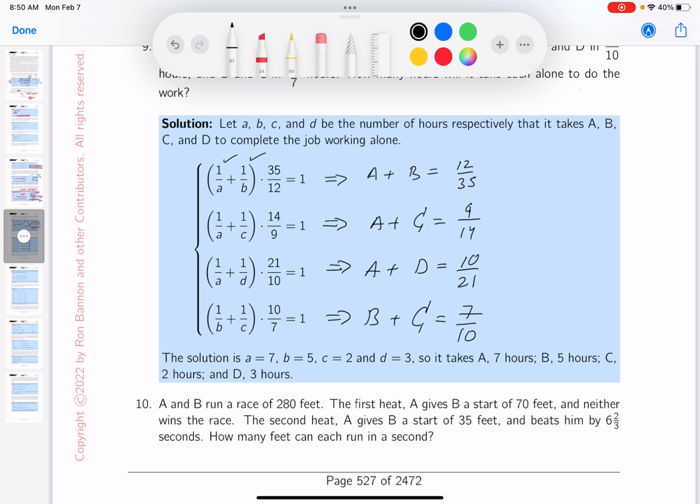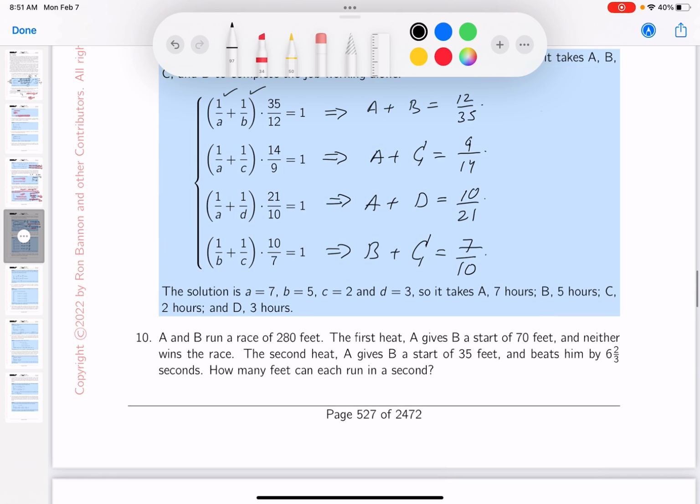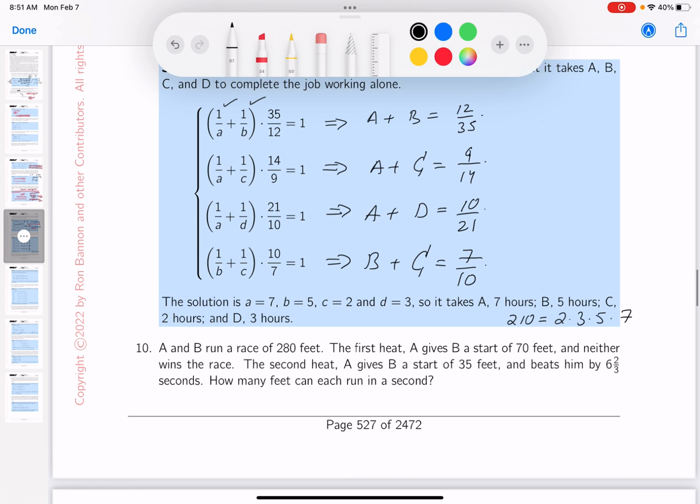The other thing I'd like to do is have the same denominator every single time. And to do that, I need an LCD. And the LCD is 210, which is 2 times 3 times 5 times 7. All right? So, looking at the 35, well, that's 5 times 7. 5 times 7 is 35. I need to do 6 over 6. And 6 times 35 is 210.